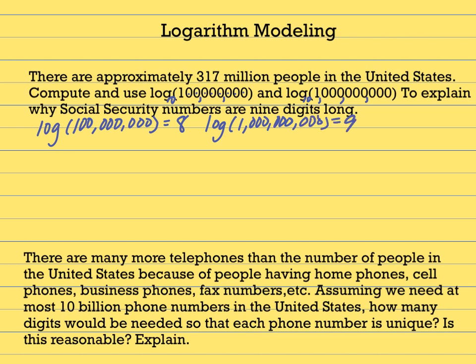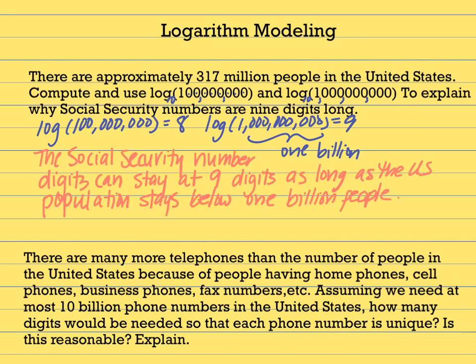And log base 10 of 1 billion is 9, which is the number of digits needed to assign an ID number to 1 billion people. See how this is 1 billion. So the United States government will not need to increase the number of digits in a Social Security number until the population reaches 1 billion. So you can have 9 digits as long as the population is between 100 million and 1 billion people.